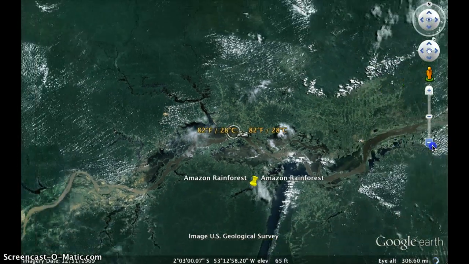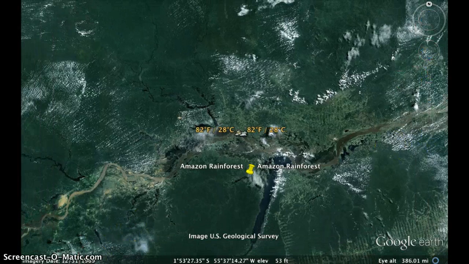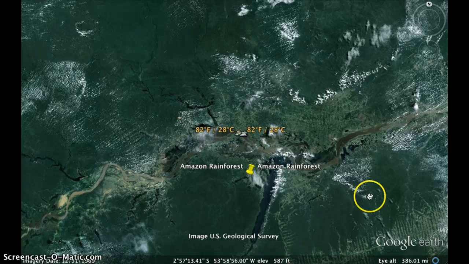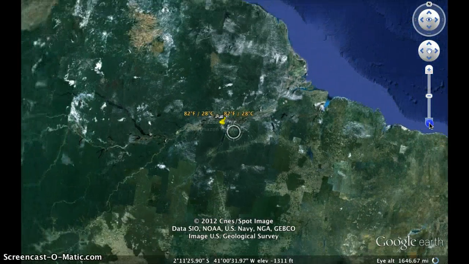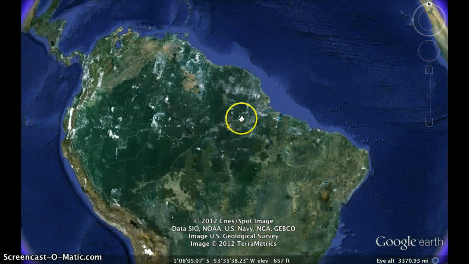Alright, class, well, we have learned a lot today about these 3 different ecosystems, and so we need to think about that when we talk about these different ecosystems. The desert, that was Egypt. The mountains, that was Mount Everest. And now the rainforest. And look, as we zoom out, you're going to see so many clouds over the rainforest.